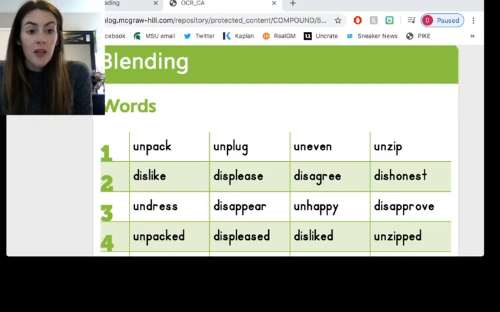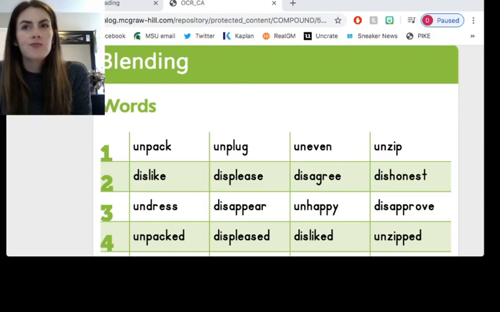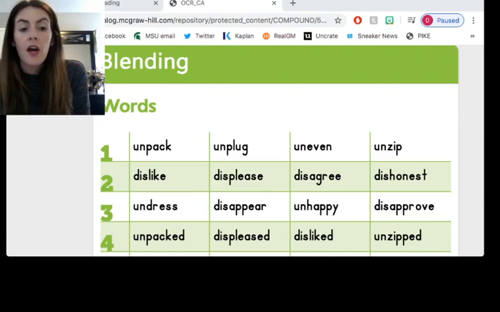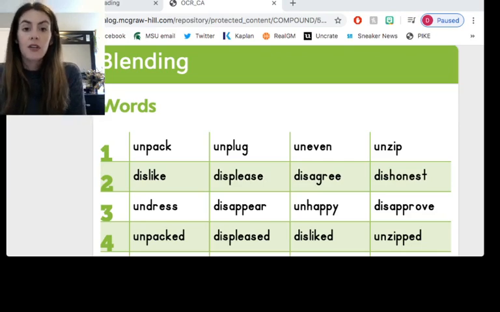On number 3, we have the prefix going back to un. Again, the prefix meaning not. Is un a word on its own? Nope, it's not. Good answer. Undress. Very good. We're on the second word on the third line.